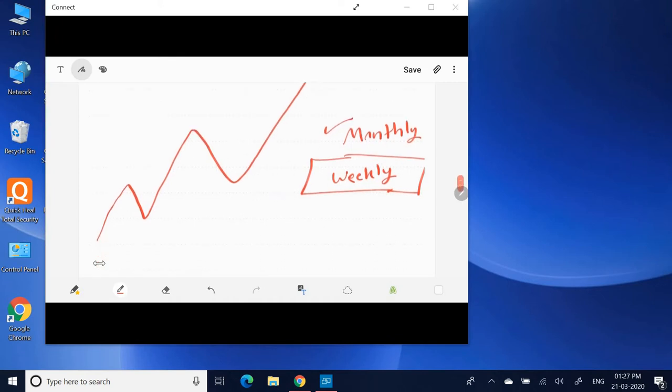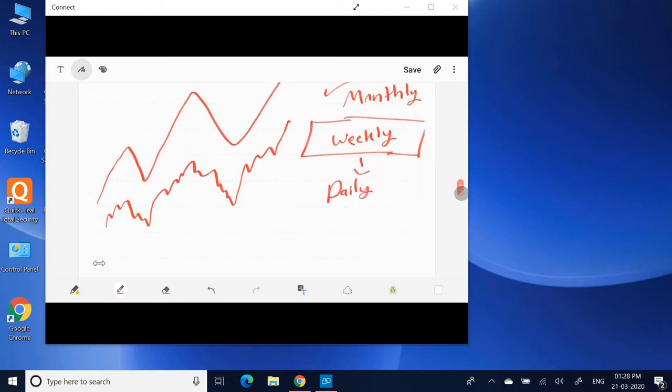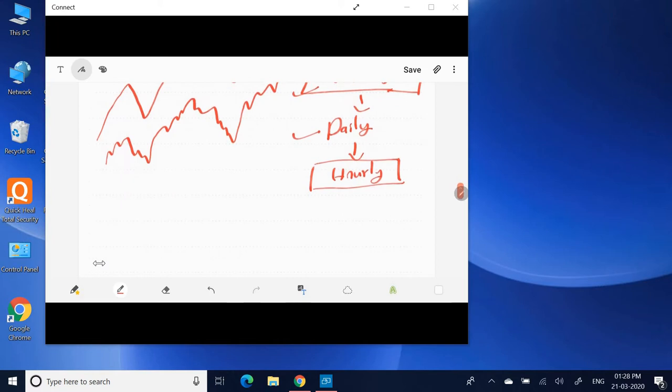This is then comprised of smaller daily price actions. And this would further be comprised of smaller hourly price actions, etc. What we are going to focus on, probably most important, is weekly and daily, and if anyone wants to do intraday, he can check hourly. Anything below hourly is probably not very useful, not very accurate.